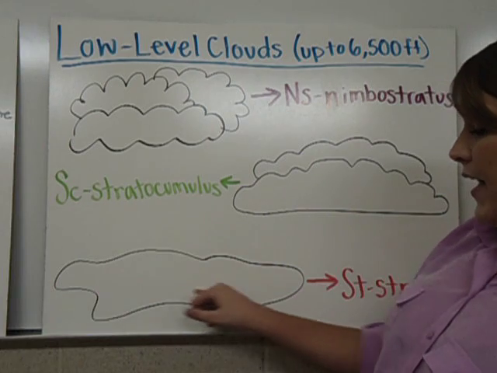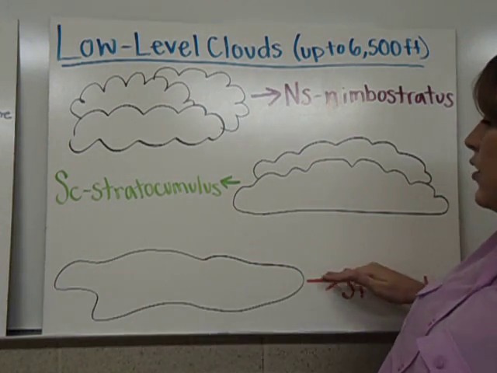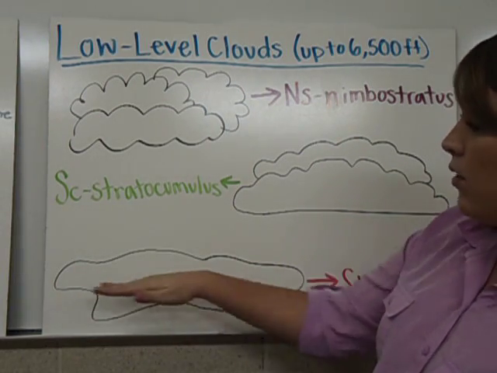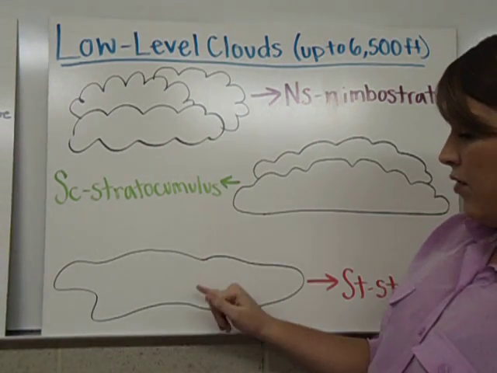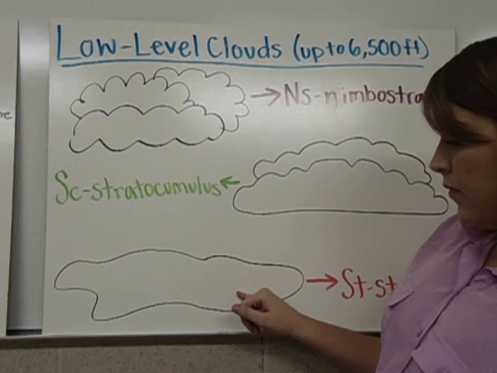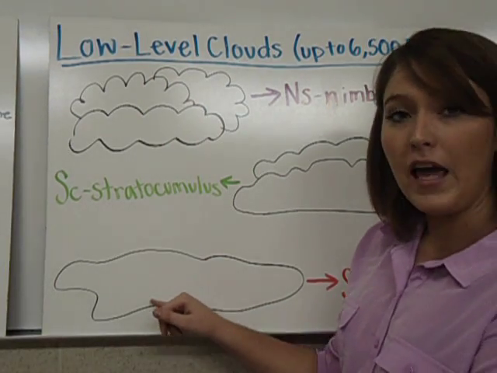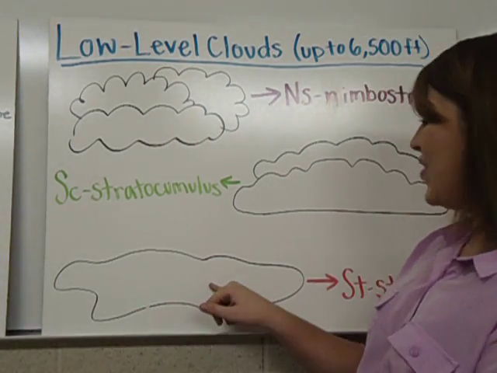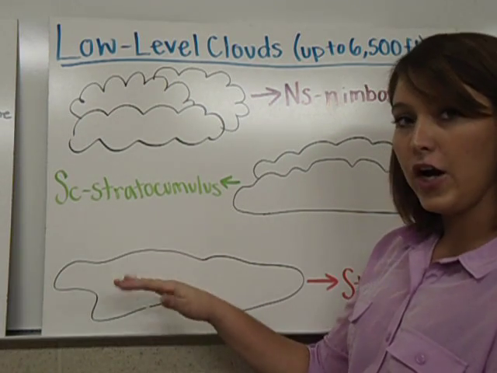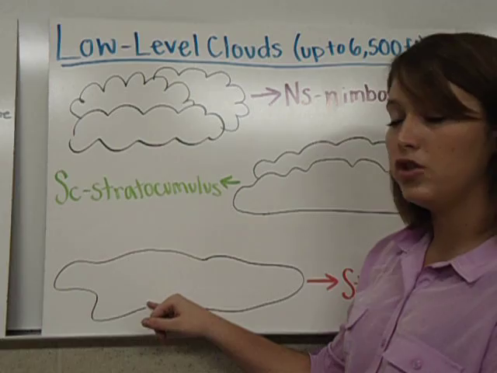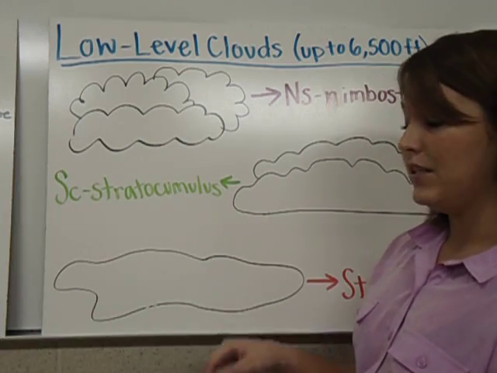And this cloud is blanket-like. It has a horizontal development, so it develops this way instead of up into the atmosphere. If you see fog at ground level, it's actually a stratus cloud forming at ground level. It's not water vapor in the air, it's actually a cloud of tiny water droplets in the lower atmosphere.